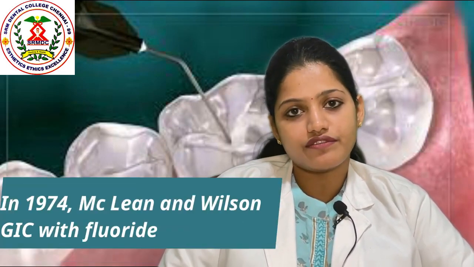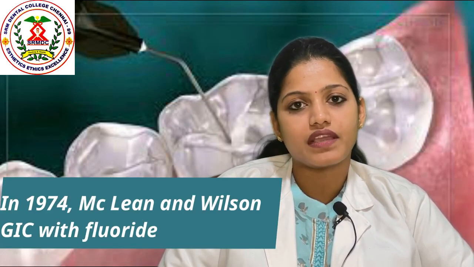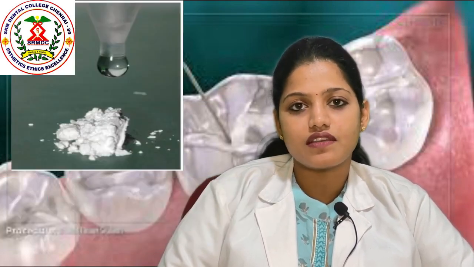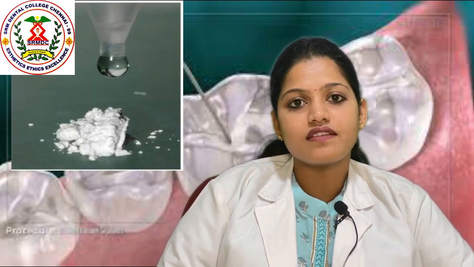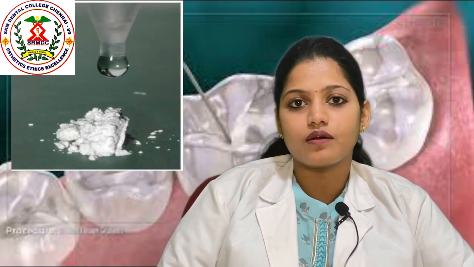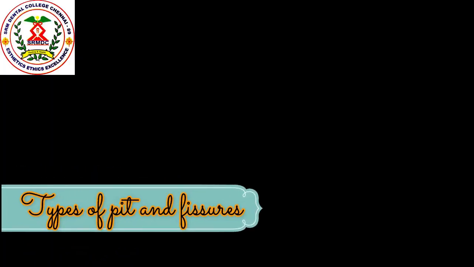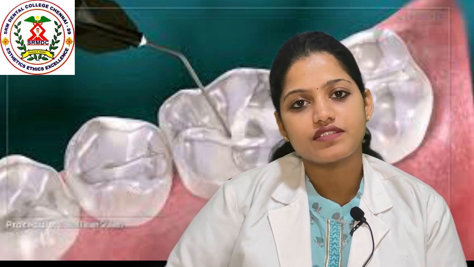Later in 1974, GIC was introduced by McLean and Wilson. This particular GIC contains fluoride, hence it releases fluoride, and due to that property, it prevents caries. That concludes our history part.